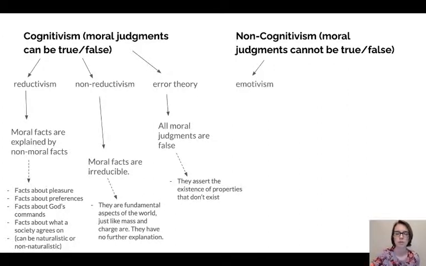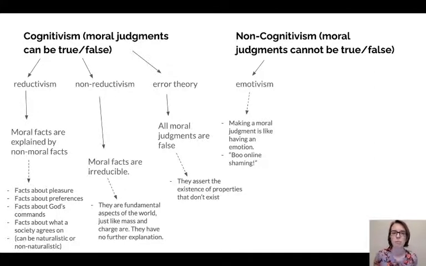Now, one version of a view like this is called emotivism, and this says that making a moral judgment is more like having an emotion. So when I say online shaming is wrong, really the right understanding of that statement, if you were to translate it in a way that captures what that statement is really like, it would be like my saying, boo online shaming. So boo online shaming is not a statement that can be true or false. It's an expression of an emotion. In this case, a sort of negative expression of an emotion.